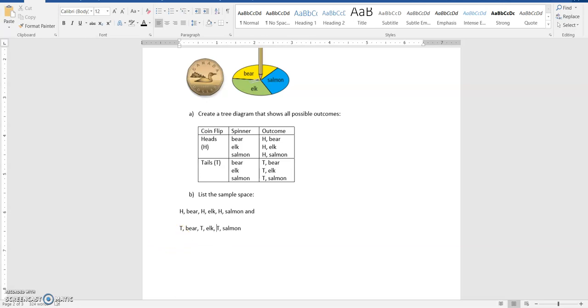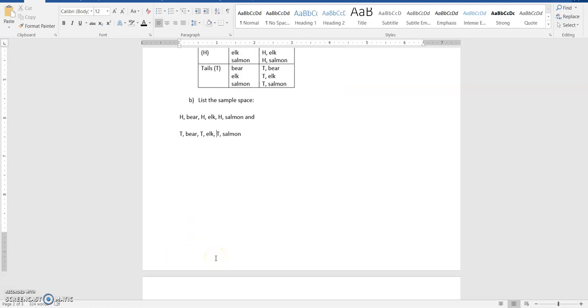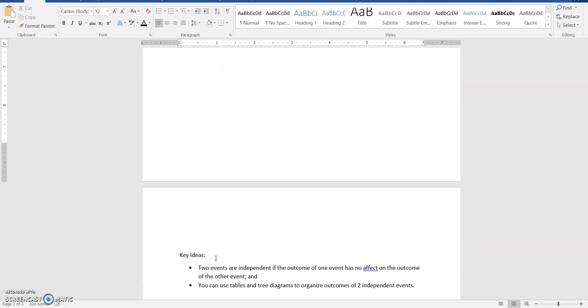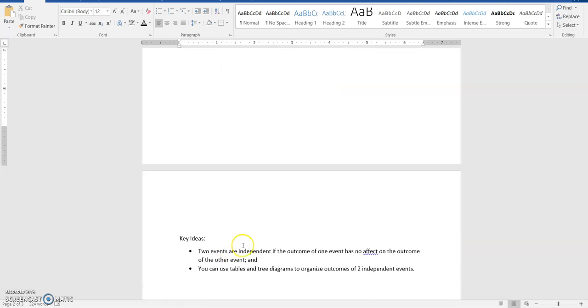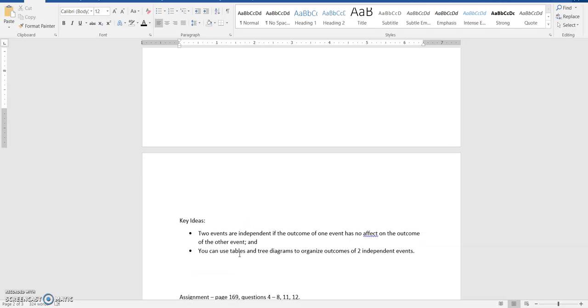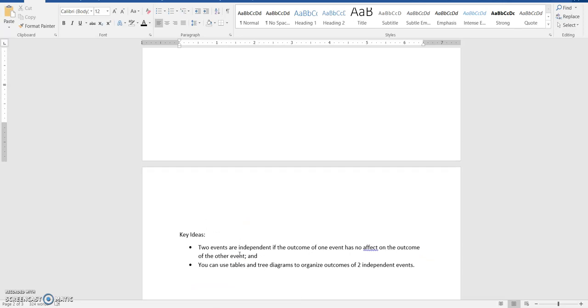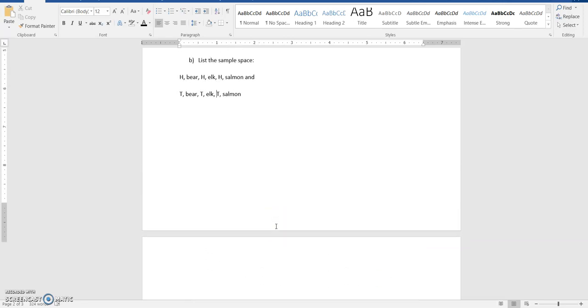Pretty straightforward, but if you have any questions, be sure to come on our call on our Teams channel at 1 o'clock on Wednesday. The biggest points or the key ideas here is that two events are independent if the outcome of one event has no effect on the outcome of the other event, and you can use tables and tree diagrams to organize outcomes of two independent events.